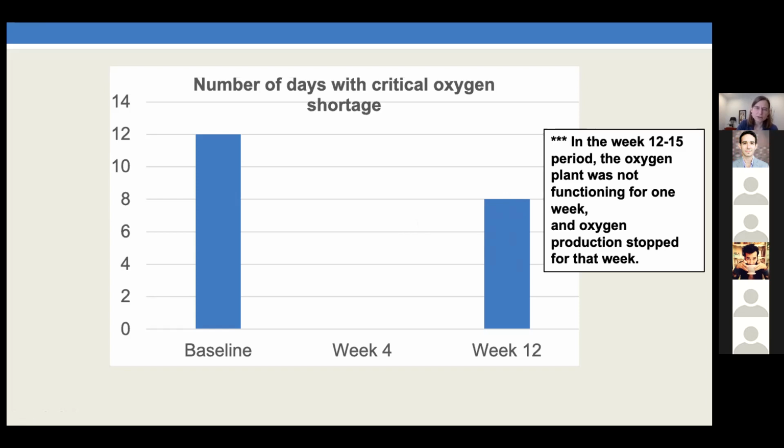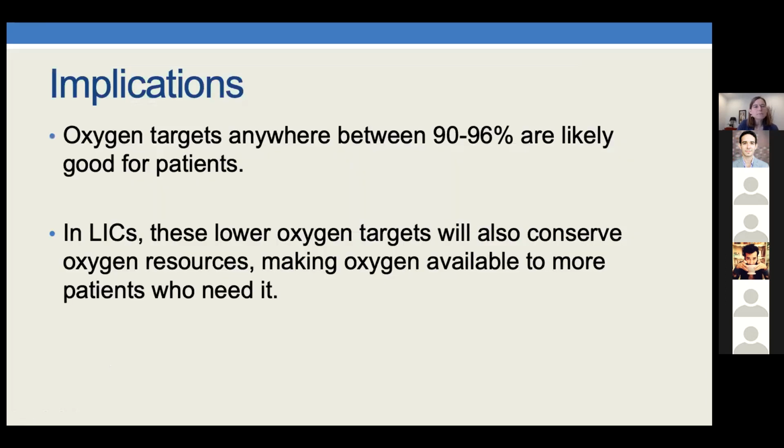So the implications are that probably for patient outcomes, a target between 90 to 96% or somewhere in that range is likely good. And that in resource variable settings, it probably is really important to go with some saturation target in that range in order to conserve oxygen and make more available for more patients.